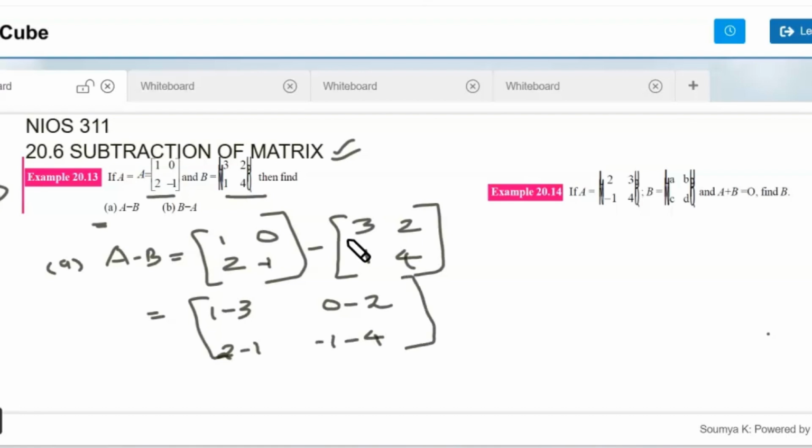Here it will come as 1, minus 2, and minus 5, and you will get this answer as the solution. So this is what A minus B is. Similarly, you have to do B minus A also, find out, and this is the way how matrix subtraction has to be done. Let's go to the next question.